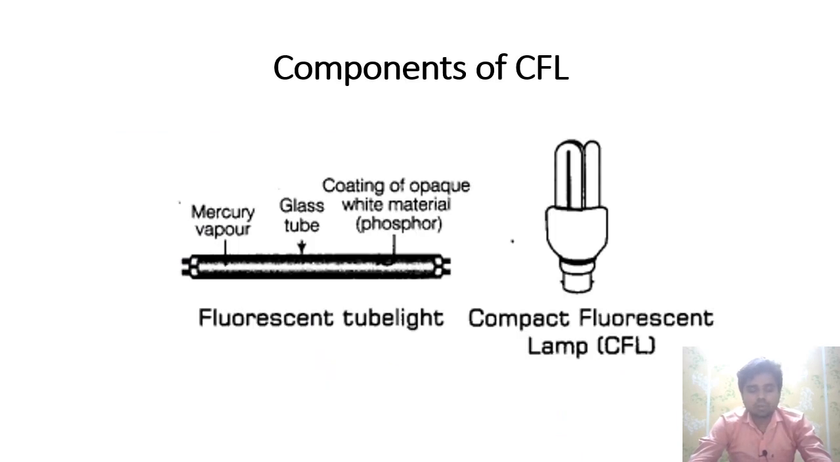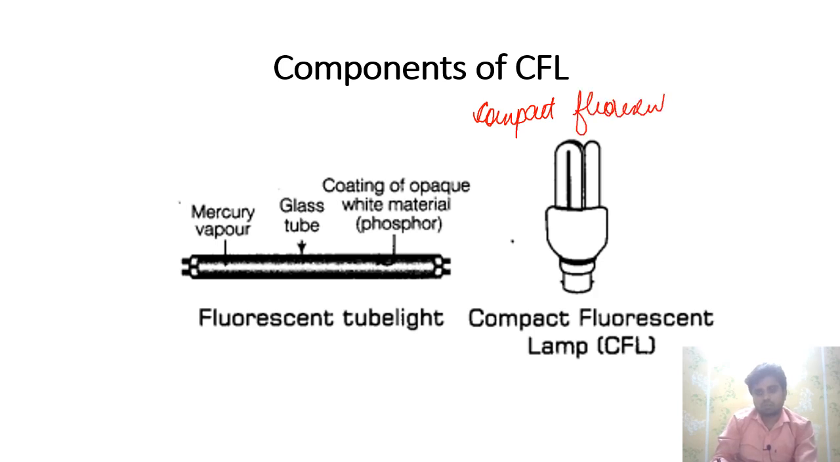So student, now we will take the components of CFL. What are the components of CFL? You can see in this, and you also have to tell me the full form of CFL. Yes, student. Basically, the full form is compact fluorescent lamp, CFL. In this tube, we can see that the tube is made up of glass.